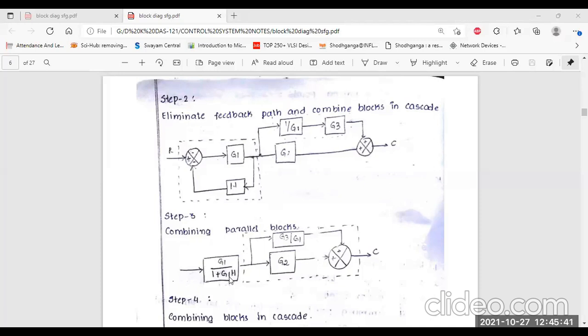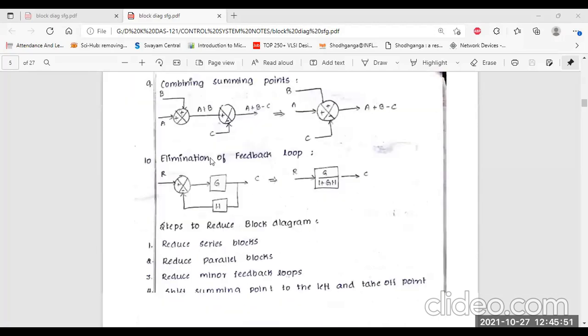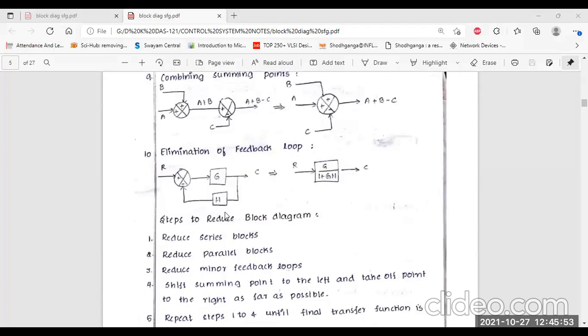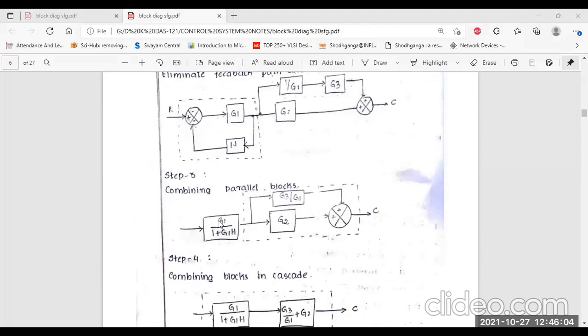So this is rule 10. We have to apply rule 10 here, because we have to follow rule 10. Here you can see this is rule 10. This eliminates the feedback loop when this type of diagram is given. So you can easily write G by 1 plus GH. So we can apply rule 10 from here, G1 by 1 plus G1H.